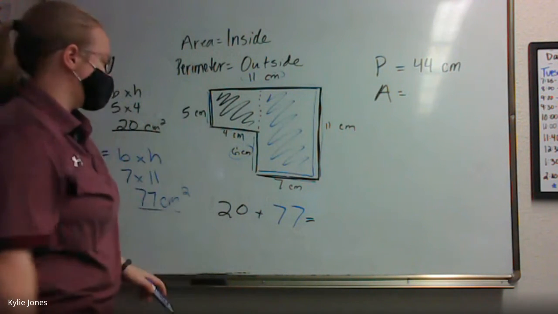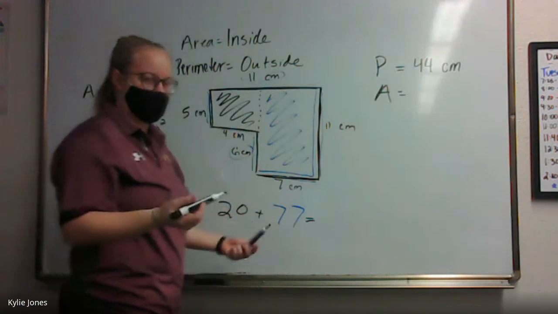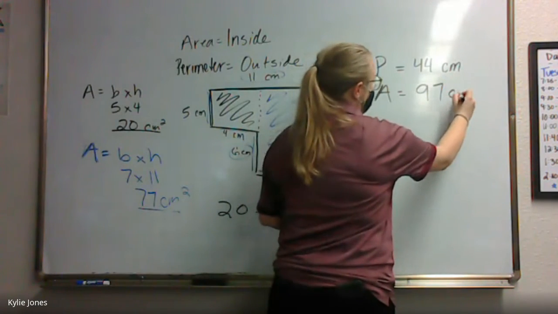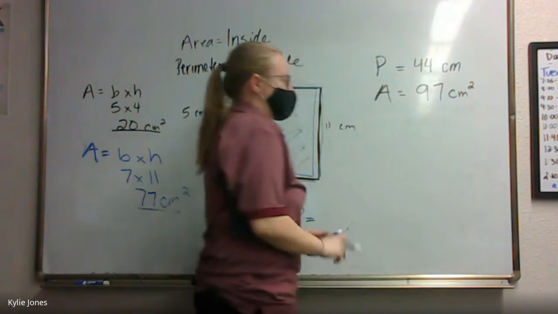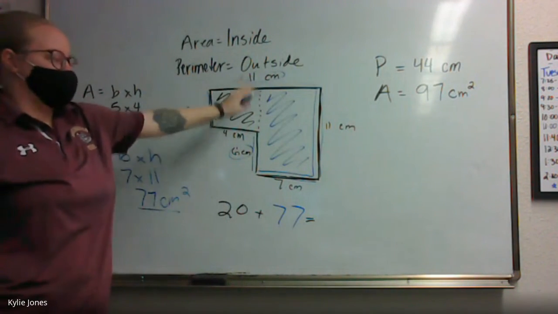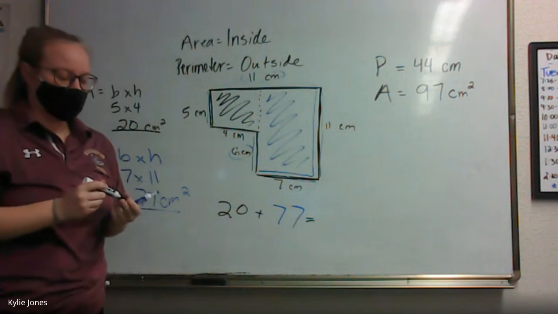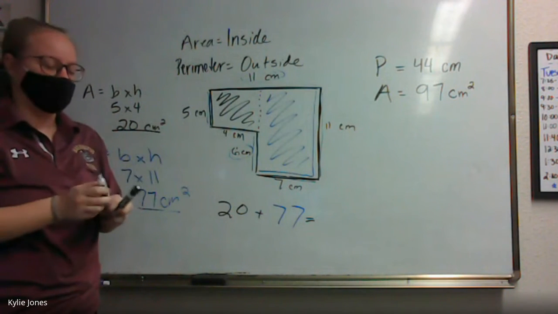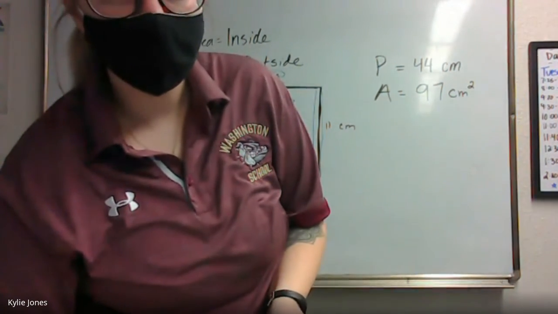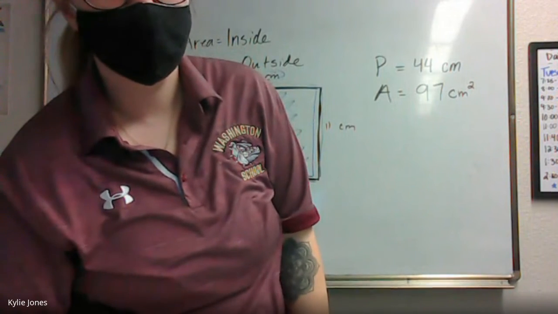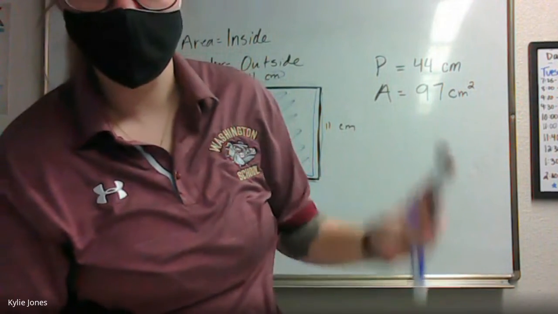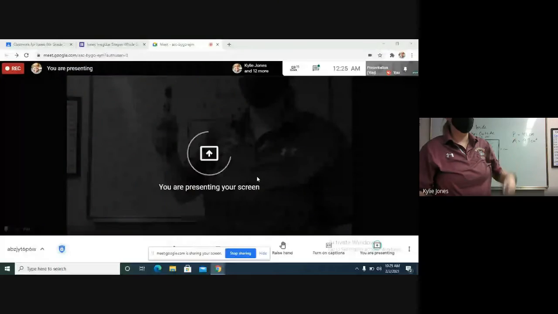What is 20 plus 77 for our total area? 97 centimeters squared. So we have found the area and the perimeter of this first shape. We need to go back over to our Google form and put in those numbers. We're going to do that really quick. Are we gonna complete this test today? I don't know. We'll do as much as we can. We might only do like 2 more just to practice. Tomorrow you guys will do a little bit on your own.